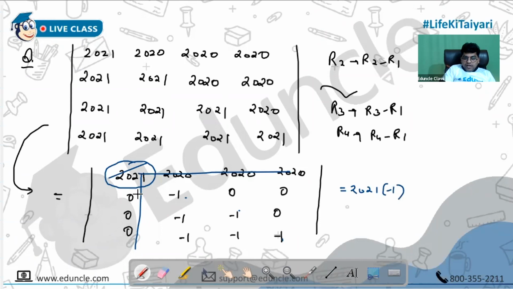If you take this one, you will have this row 0. If you take this one 0 0, the answer is minus 2021. Can I say this is the answer? 2021 or minus 2021? Students, just find out, am I correct or not? 2021 for sure. What is the fault in my answer? Is there any mistake?